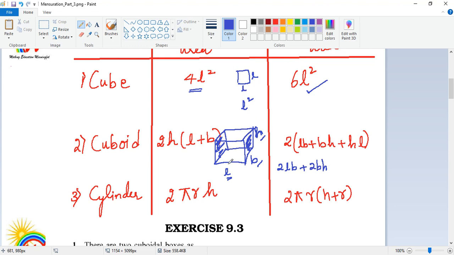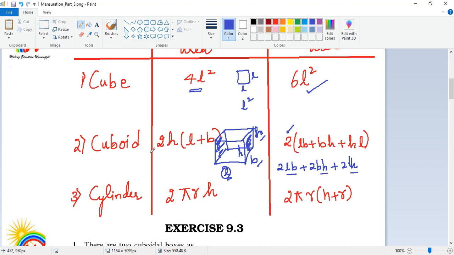That is involving length and height, isn't it? So that's going to be 2L into H and L into H. So plus 2LH. Now here you see you can take out the 2 common and you end up getting LB plus BH plus HL. That is your total surface area of a cuboid.